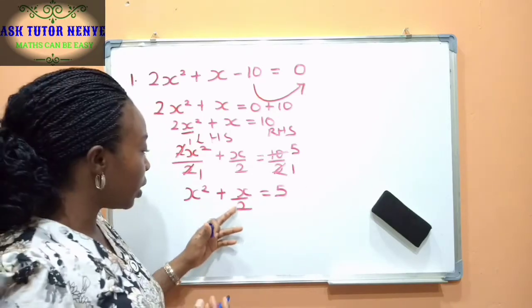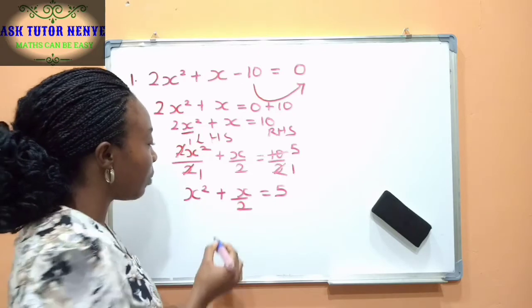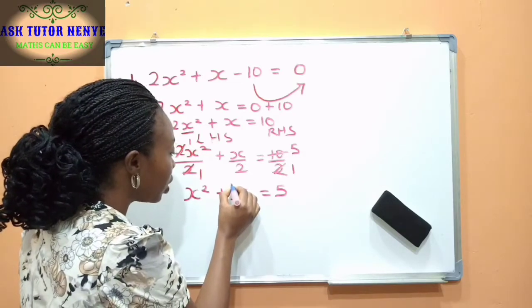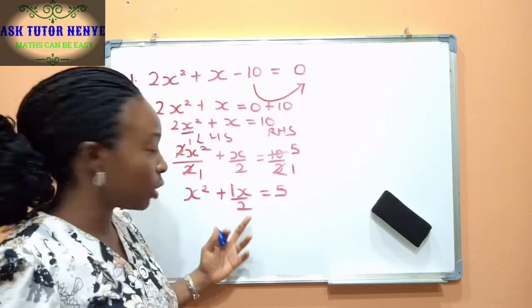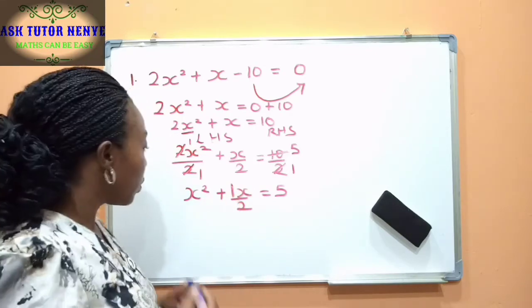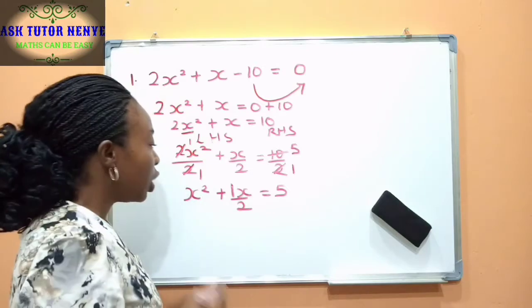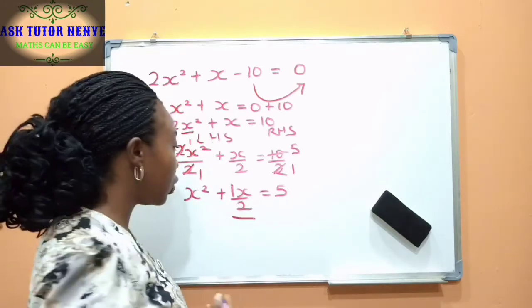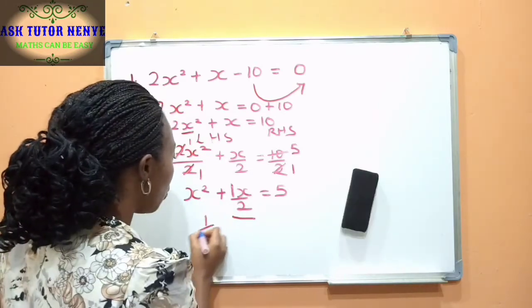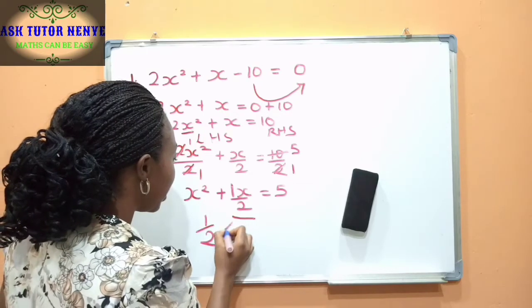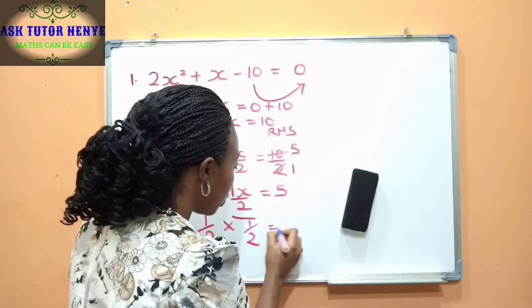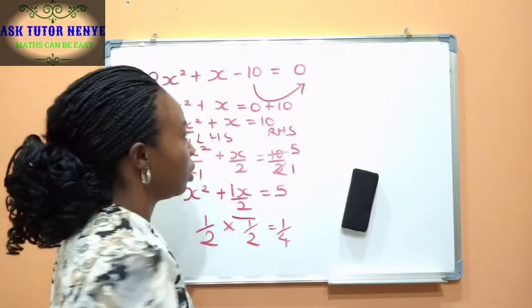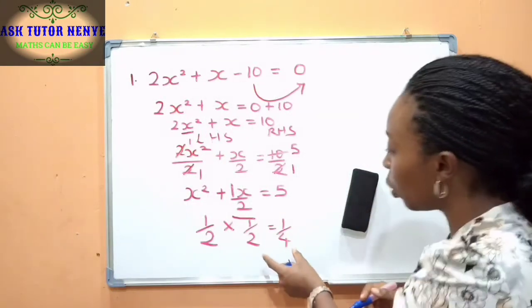Now, if you take a look at this, x over 2 is the same as having 1 here. There's a 1 which we do not necessarily write, but for the sake of this particular example, I want to write it. So the next thing we are going to do is to find half of the coefficient of x. So we are going to have 1 over 2 times 1 over 2. When we do that, we have 1 over 4.